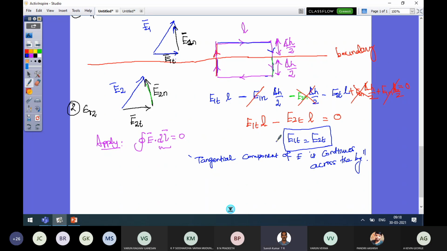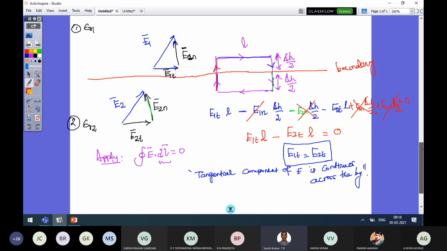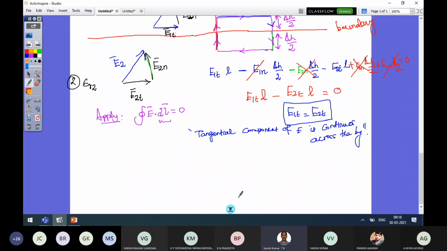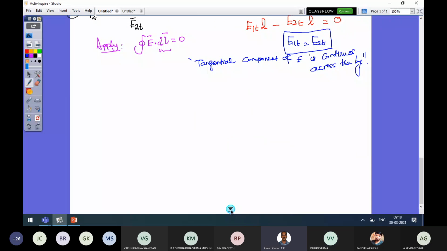Any questions? So now we have found the relationship only between the tangential component. Still, we need to find the relationship between the normal component, or the component which is perpendicular to the boundary. Is it clear? Yes, sir. Now, thank you.